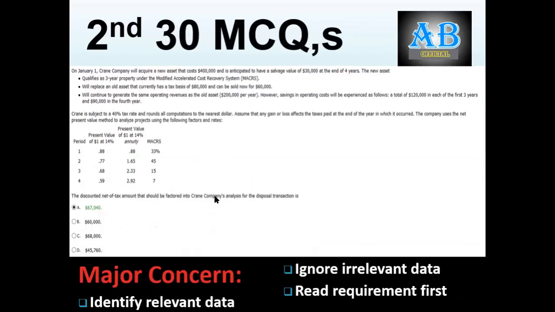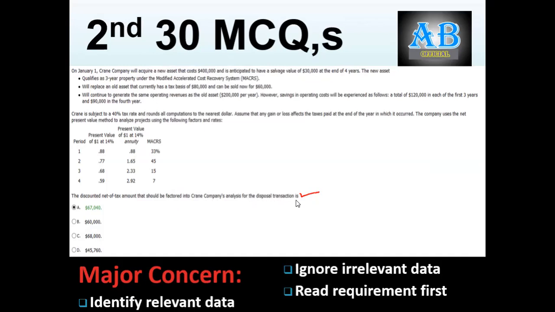These are little bit bigger questions, so you have to read the question in that scenario. Don't panic about too much data in the question. First of all, read the requirement. What is the question in this area? The discounted net of tax amount that should be factored into the company's analysis for the disposal transaction is. Now this is a numerical question.